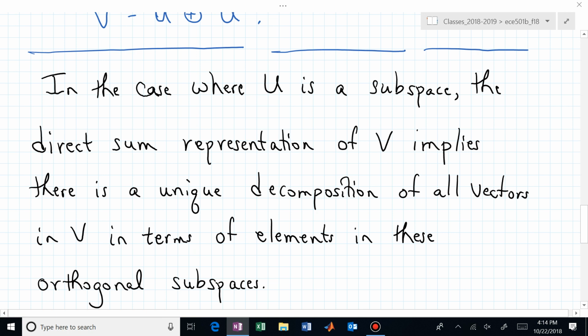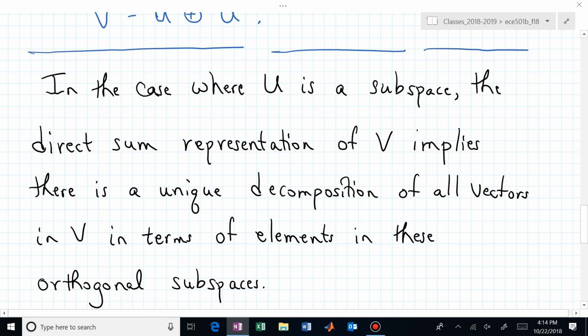Here I'm just going to read this, and you have it available to you, obviously. But here, when U is a subspace, then the direct sum representation of V implies that there's a unique representation of any or all vectors in the vector space V in terms of those orthogonal subspaces. So you can find a vector in big U and a vector in U perp to create any little vector V in the big vector space, capital V.